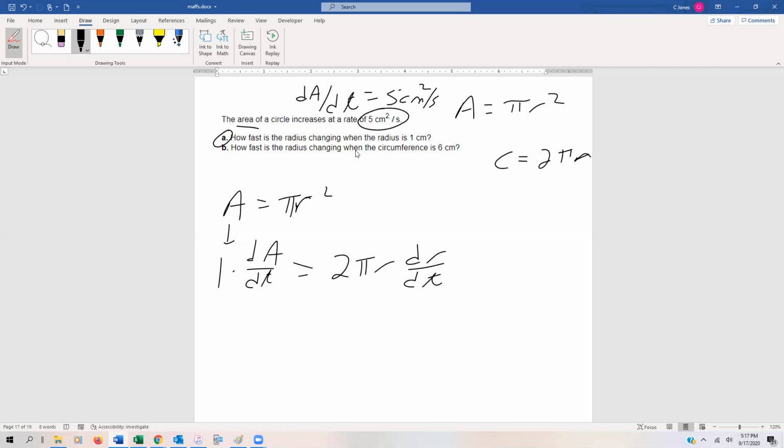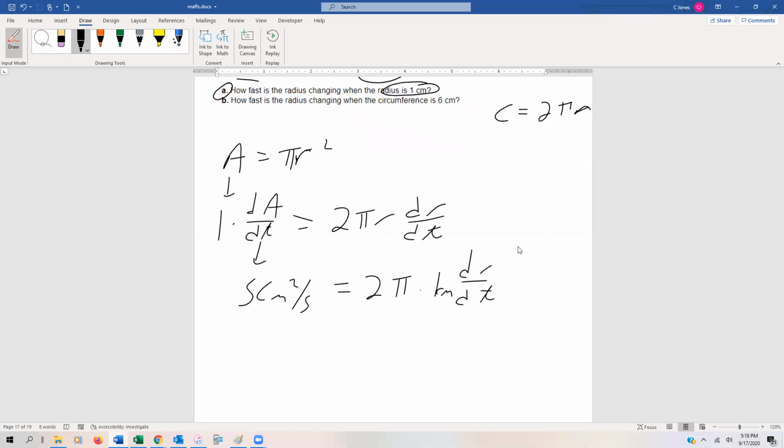And then now we're going to substitute back in with what we know. Now we know that the radius is 1 centimeter, and we know dA/dt is 5 centimeters squared per second. So this is going to be 1 times 5 centimeters squared per second is equal to 2 pi times r, and r in this case is going to be 1. And then we have the dr/dt. By the way, this is going to be 2 times pi times 1 centimeter. All right, so I forgot to put the unit in there.